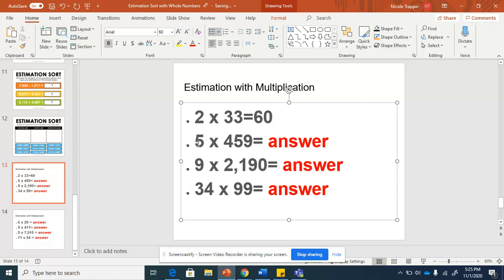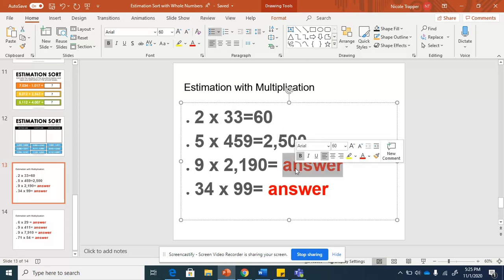Next, 5 is my one-digit number, so I'll keep that the same. Then 459 would round up to 500, so I'm doing 5 times 500. 5 times 5 is 25, and then I'll need 2 zeros, so that would be 2,500. So these aren't zeros right here, but if I said this was 500, essentially these 2 zeros would have been the ones that turned into the 0, which is why I have 2 zeros in my answer.